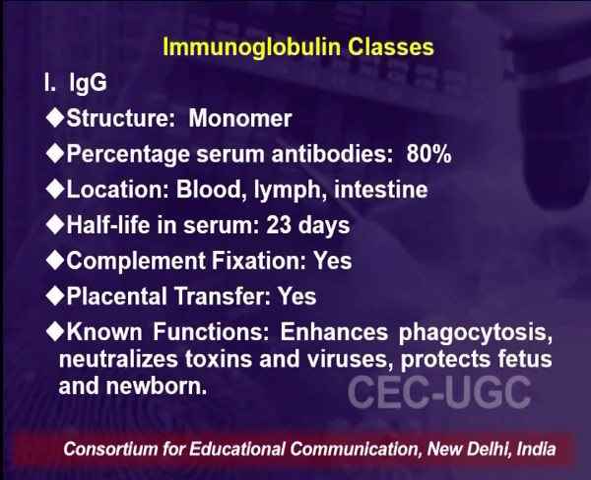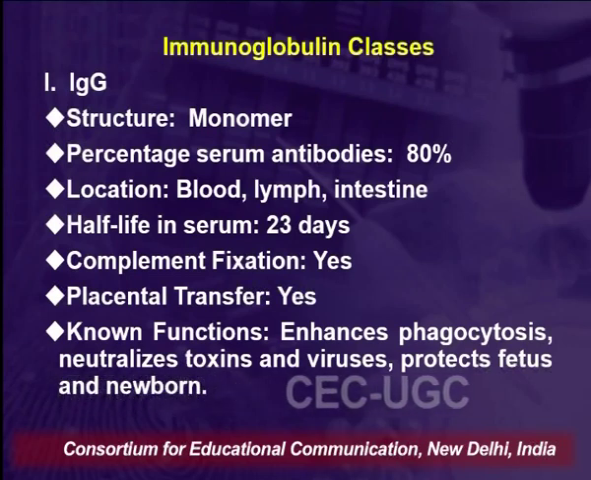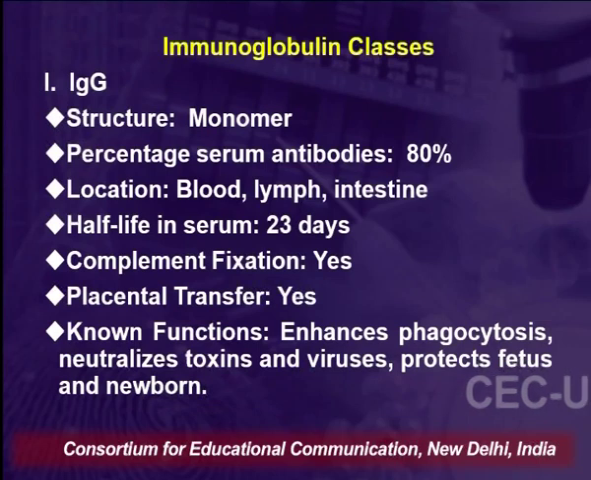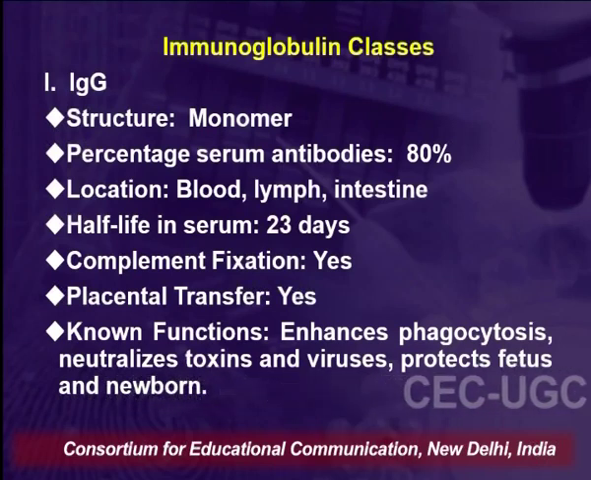So, the antibodies are also known as immunoglobulins. Immunoglobulins are of various types. They are found in our body and they have different functions. So, let us talk about the first immunoglobulin, which is IgG.